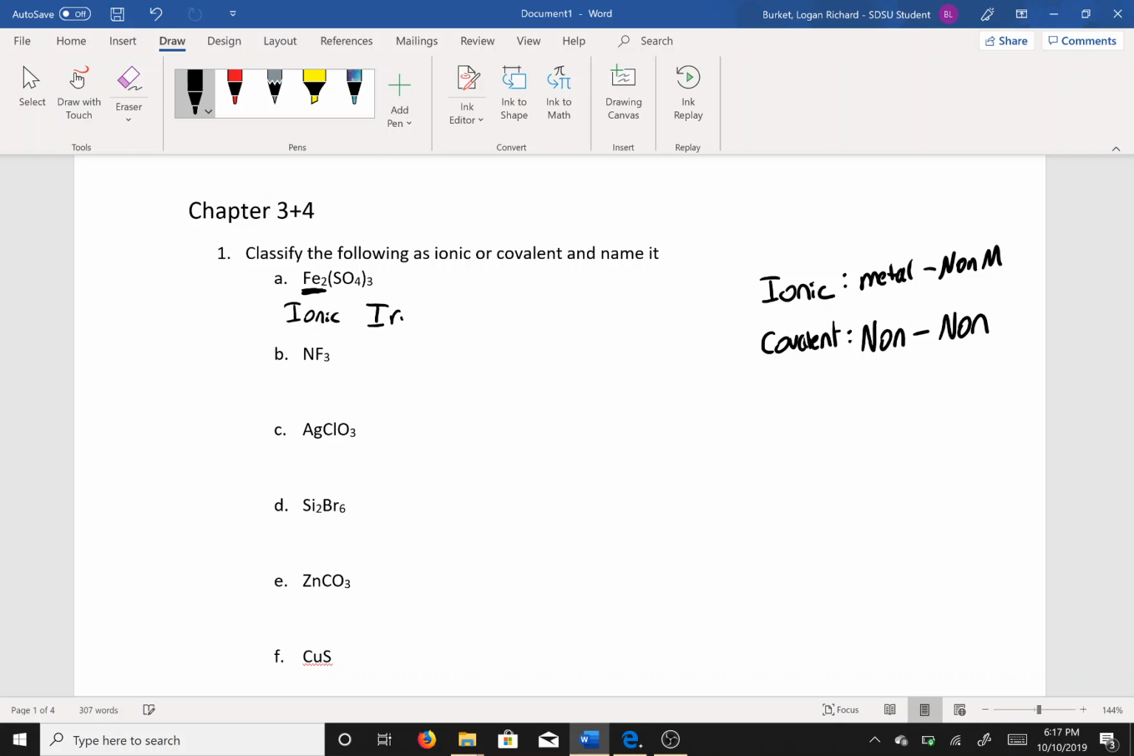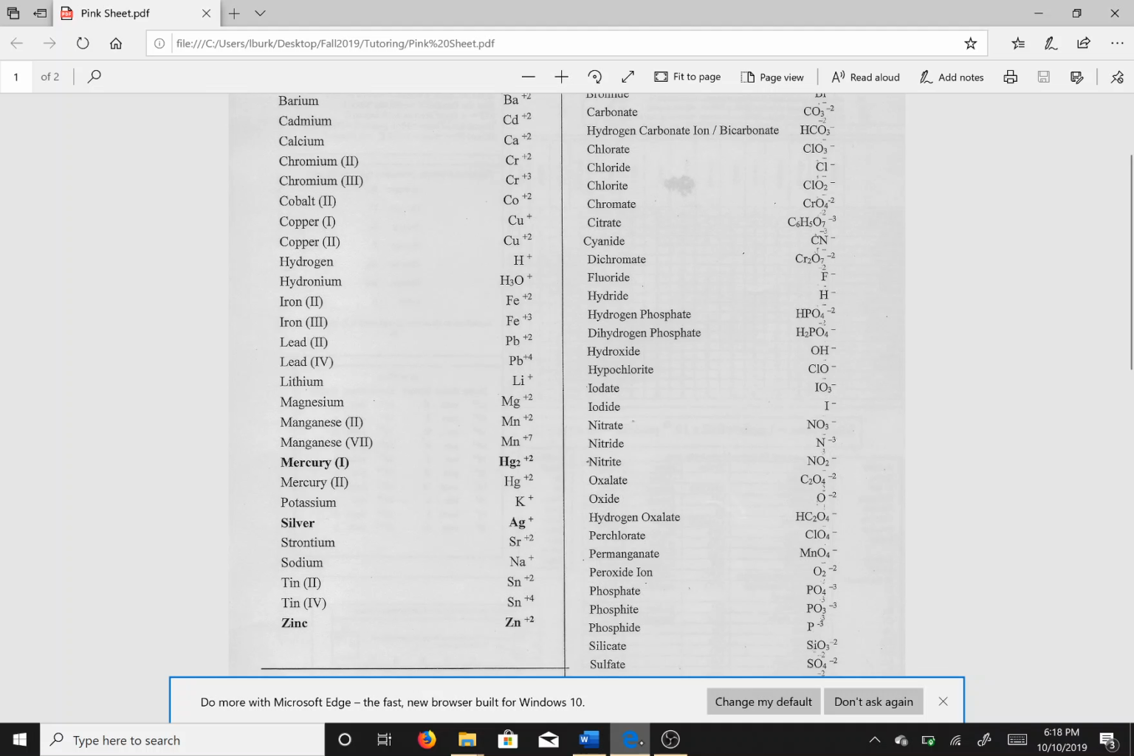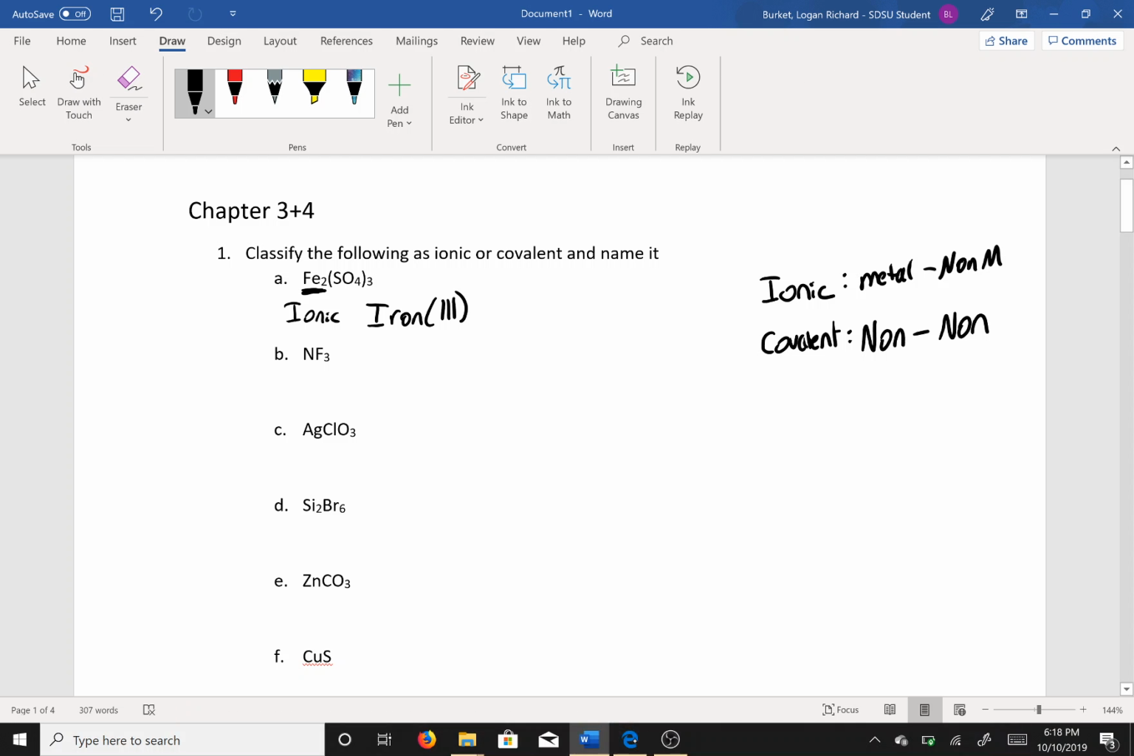iron(III), Roman numeral 3. And that's sulfate, I believe. Yep, sulfate. On to the next one.